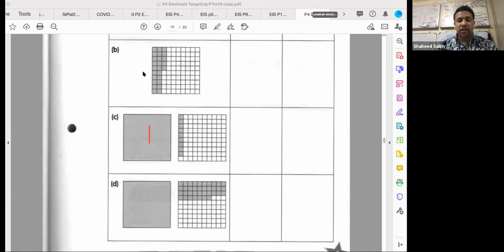Okay, Shalina, your D is correct. What about your fraction? Yeah, fraction you've already done. Okay, well done. So now this one is 25 over 100, over 100, over 100. Right, over 100, right?